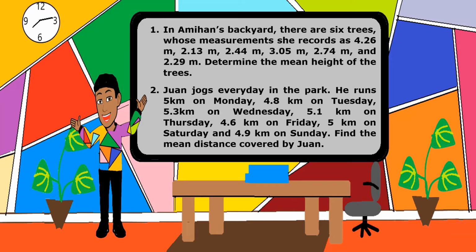Number 2. Juan jogs every day in the park. He runs 5 kilometers on Monday, 4.8 kilometers on Tuesday, 5.3 kilometers on Wednesday, 5.1 kilometers on Thursday, 4.6 kilometers on Friday, 5 kilometers on Saturday, and 4.9 kilometers on Sunday. Find the mean distance covered by Juan.